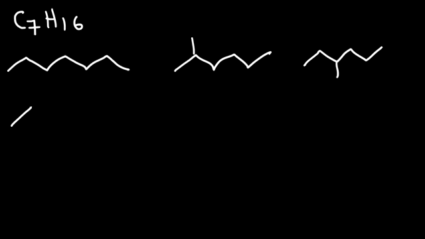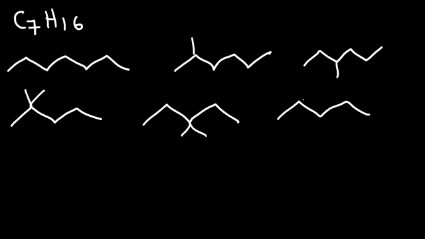So now let's go down to 5 carbons. And so we need to add 2 methyl groups. We can add both methyl groups on carbon 2, or we could add 2 methyl groups on carbon 3, or we can place 1 methyl group on carbon 2 and 1 on 3, or we can place 1 on 2 and 1 on 4. So far we have 7 constitutional isomers.